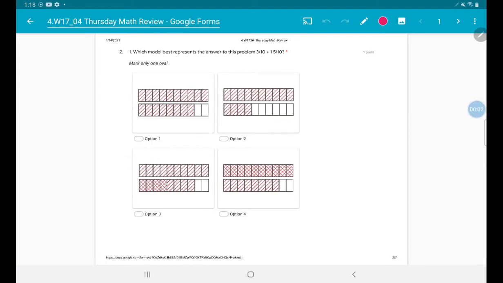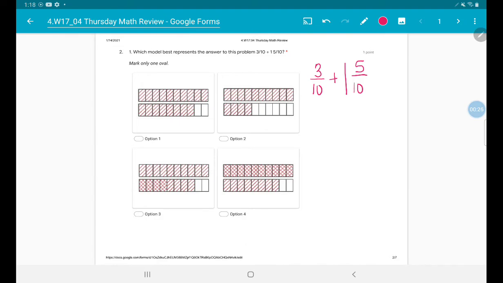Your first question asks which model best represents the answer to this problem. You have 3/10 plus 1 and 5/10. Let's look at 1 and 5/10 real quick for just a minute. What does 1 and 5/10 mean? What's that telling us, Ainsley?